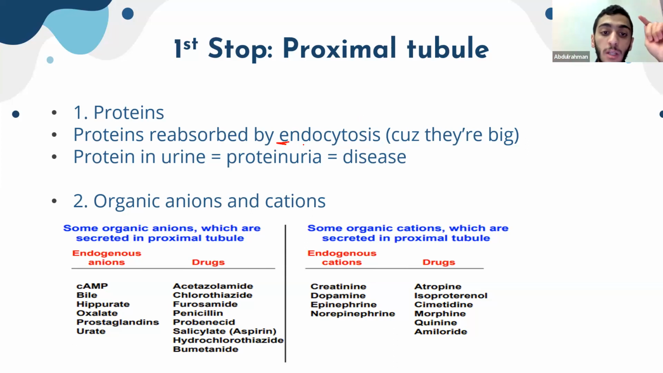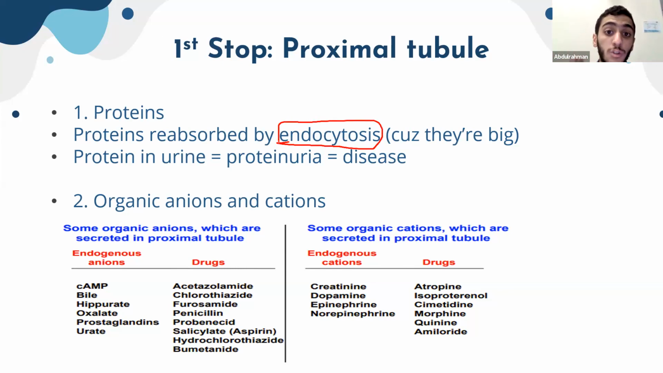Now, this is important: the way proteins are reabsorbed is endocytosis. Endocytosis is when the cell makes a membrane around the protein and pulls it into the cell. I want to mention it because we got a question about endocytosis in the TBL. So, okay, now you know.